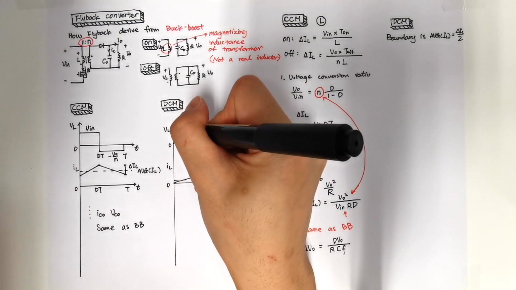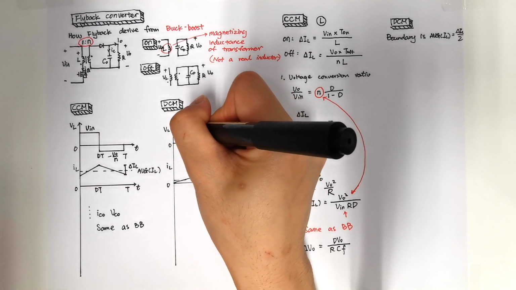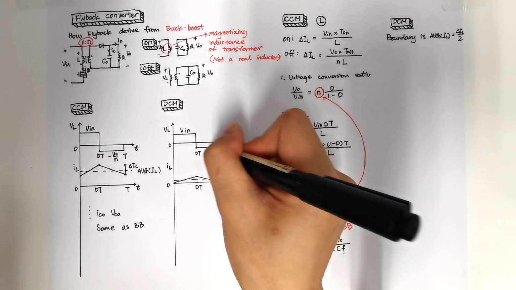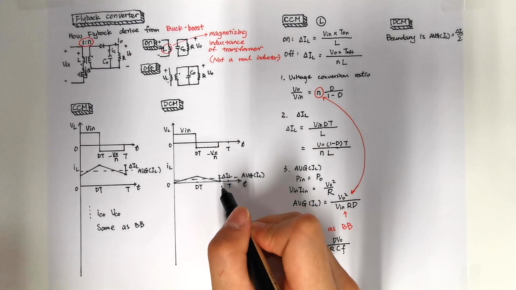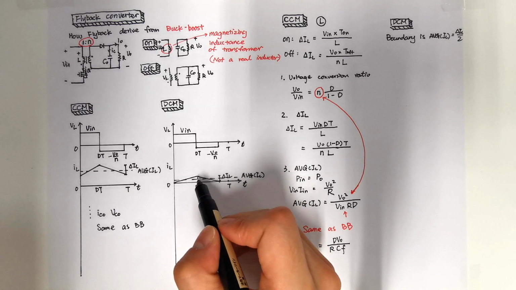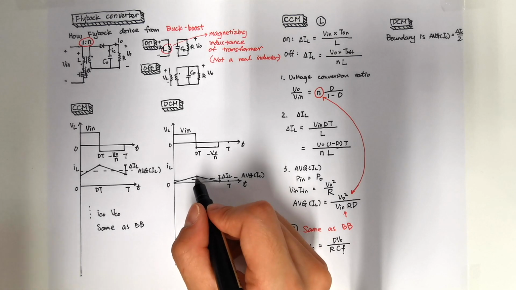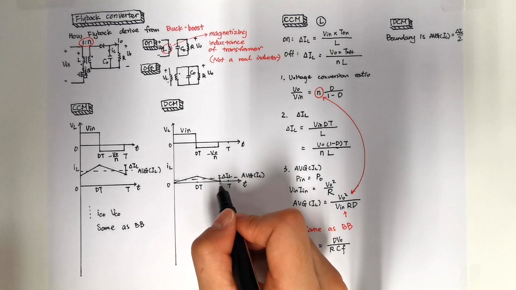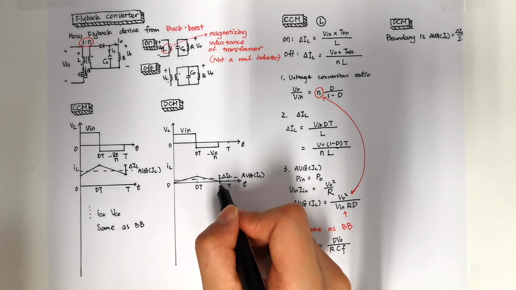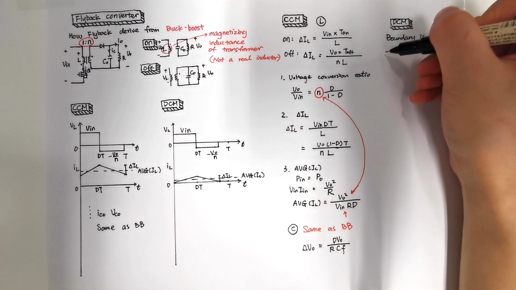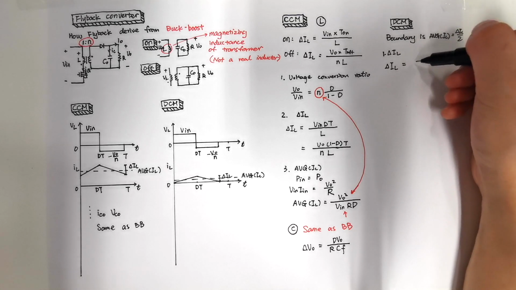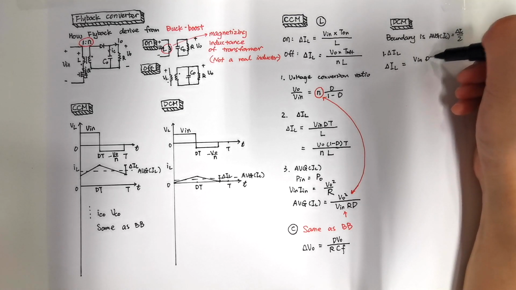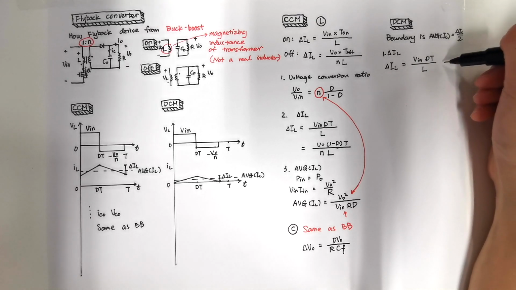Same as CCM, when the converter is in the on state, the voltage is Vin, and in the off state it's minus Vout divided by N. We know that DCM happens because there is not enough energy stored in the inductor, so at some point in the off state, the current goes to 0, and we don't know when this happens. When we calculate the delta IL, we can only use the on-state formula. So delta IL can only equal Vin times DT divided by L.